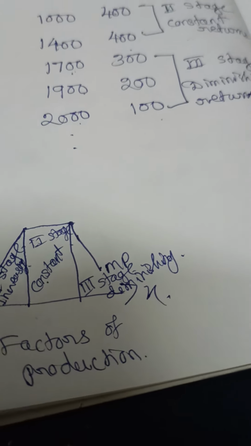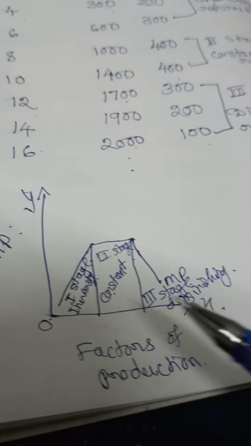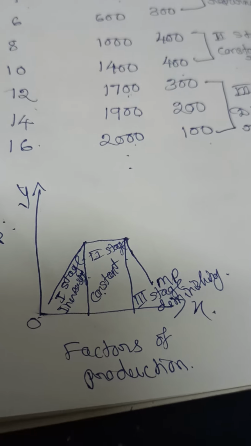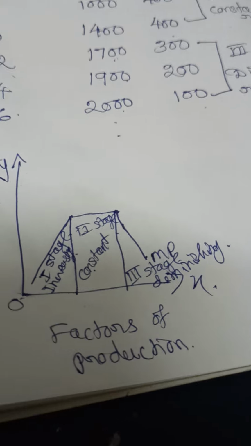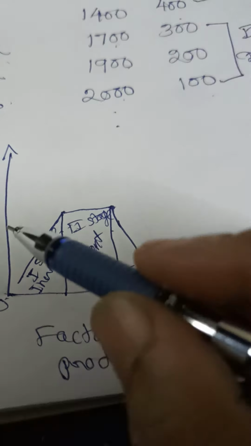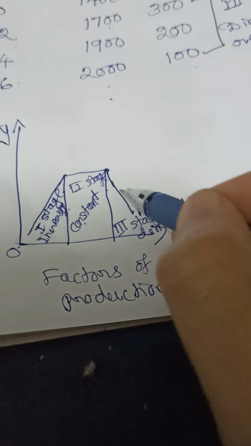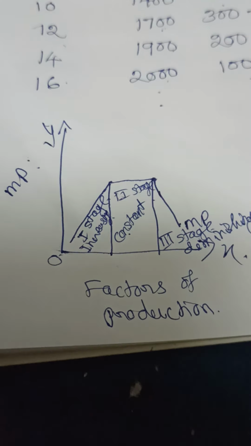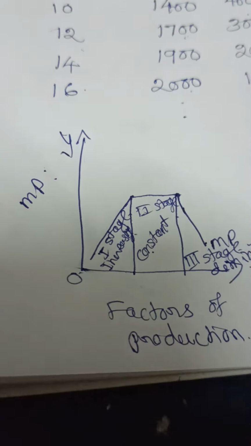So you have to write the factors of production. It is shown on the x-axis, and marginal product is shown on the y-axis. In the first stage, MP rises, this indicates increasing return, in the second stage MP remains the same, that indicates constant return, and in the third stage MP falls, that indicates diminishing return. So this is all with regard to the return to scale.